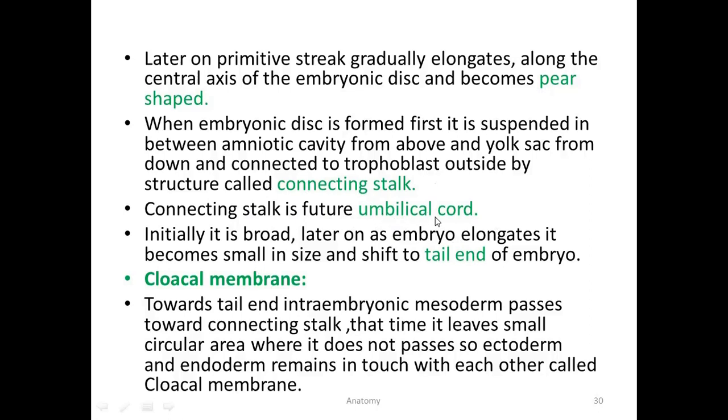The umbilical cord has a lot of functions. It provides nutrition and supplies blood to the developing fetus. In the same way, excretory waste products are collected and transported through the umbilical cord to the placenta, and then through the mother's circulation they are excreted out. So the umbilical cord plays a very important role. At the time of parturition, or delivery, we have to cut this umbilical cord, and then it becomes the umbilicus in an adult person. Initially it is broad. Later on, as the embryo elongates, it becomes small in size and shifts to the tail end.